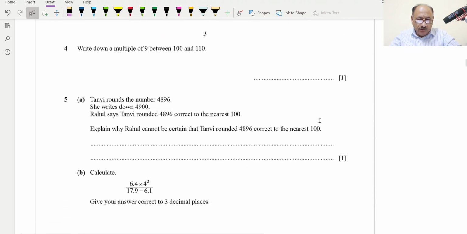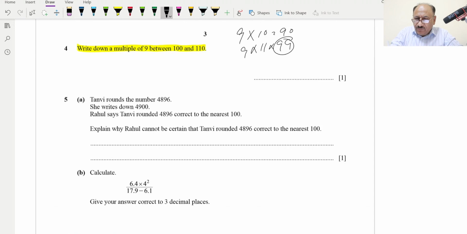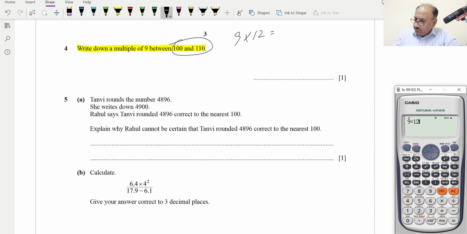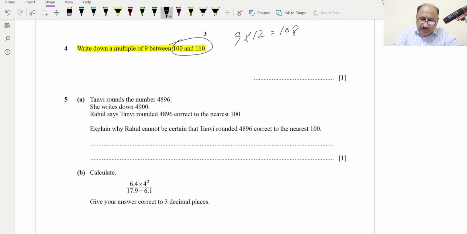Now question number 4 says write down a multiple of 9 between 100 and 110. We know 9 tens are 90 and 9 elevens are 99, but we require a number between 100 and 110. So we can take 9 twelves, which is 9 into 12 equal to 108, and 108 is between 100 and 110. So our answer will be 108. 1 mark question.